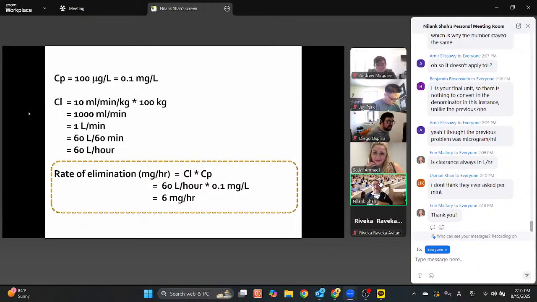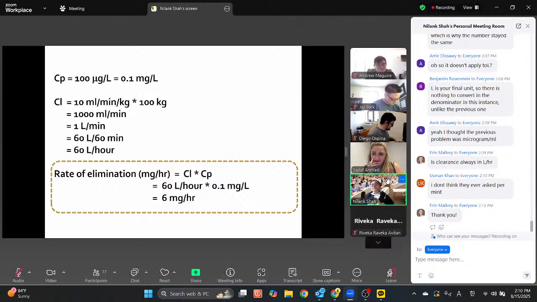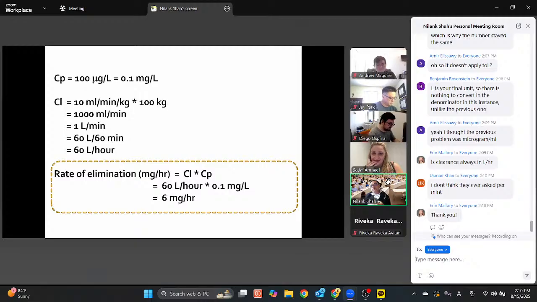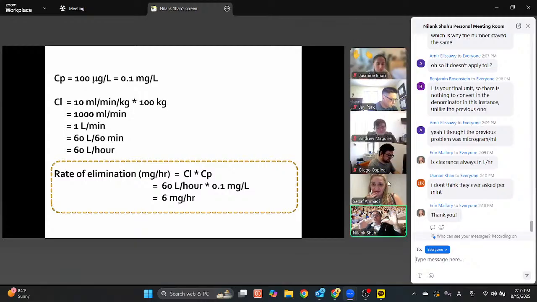So in this case, the rate of elimination of the drug is 6 milligram per hour, right? That means in 1 hour, 6 milligram of the drug. Now, what is the interpretation of that? Before I get to Jasmine, what do you mean by 6 milligram per hour here? How do you interpret that answer? Who can answer? Explain that. Yes, Jasmine. 6 milligram per hour. What does it mean by that?